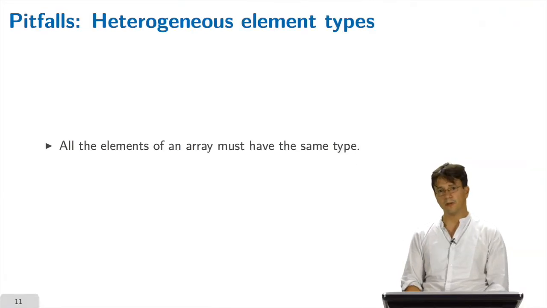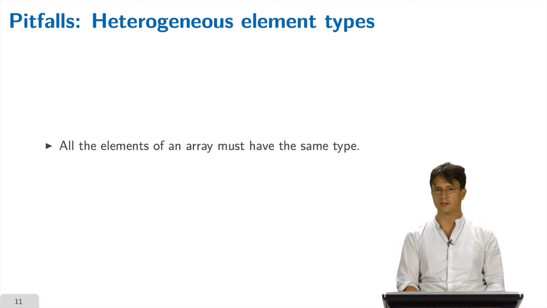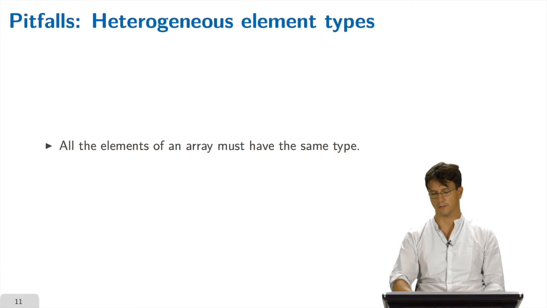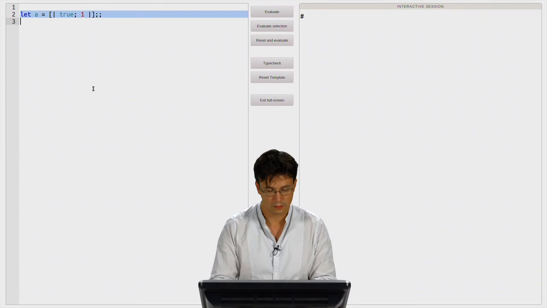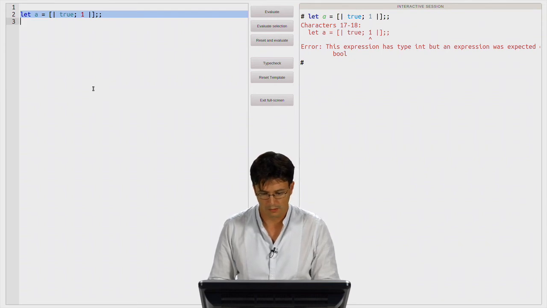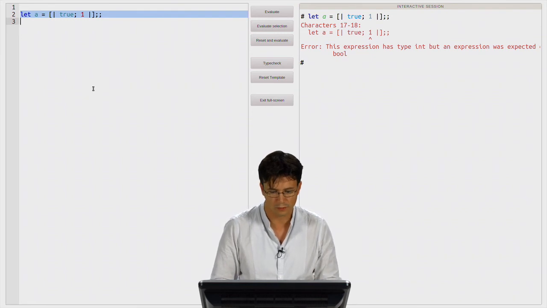Now, what kind of programming errors can you make when you manipulate arrays? Well, the first one is to mix in the same array values of different types. But fortunately, that kind of error is caught by the type checker. So if you try to put two values with different types in the same array, you will get an error from the type checker because it's expecting all the elements of an array to have the same type.